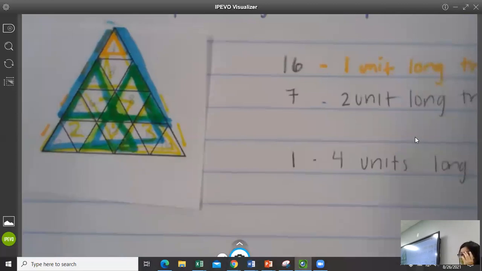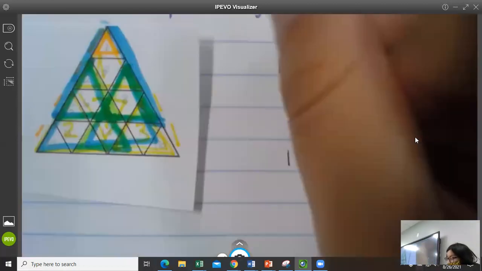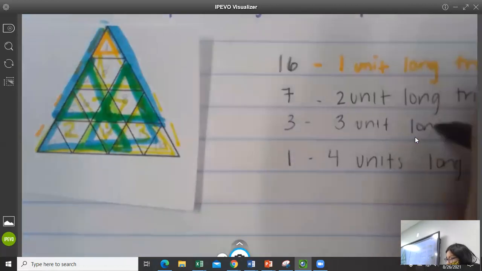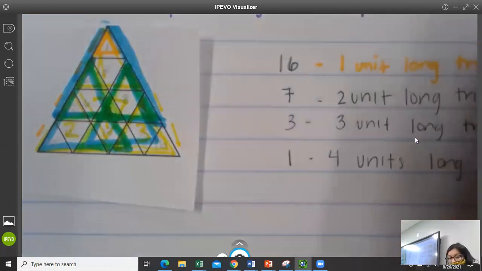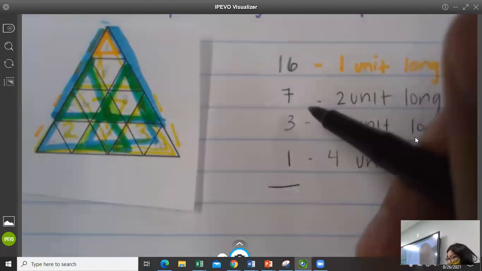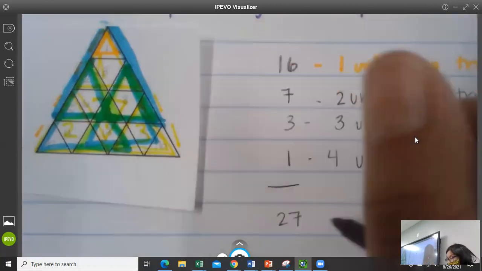3 unit, or if you need to go back and say, wait, I see a 2 unit that I didn't say before. Okay. All right, so 3 unit long triangles. All right, so then if we add them all up, our total is 27 total triangles.